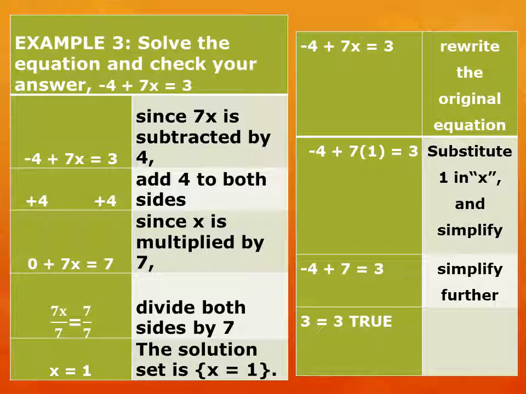We have negative 4 plus 7. We are going to subtract, that is 3. Then the larger integer is 7, which is positive. So the answer is 3 is equal to 3. So our statement is true.